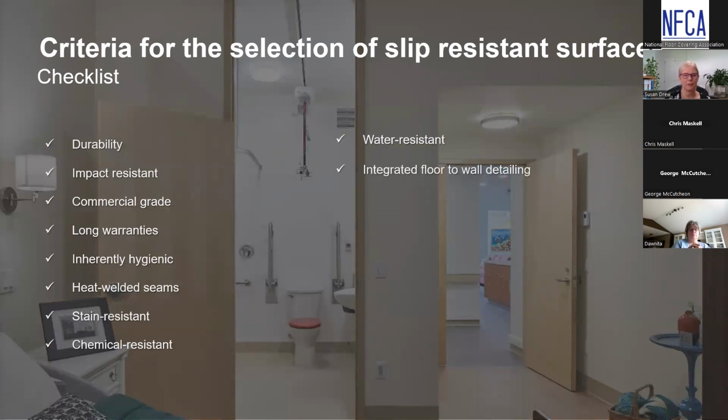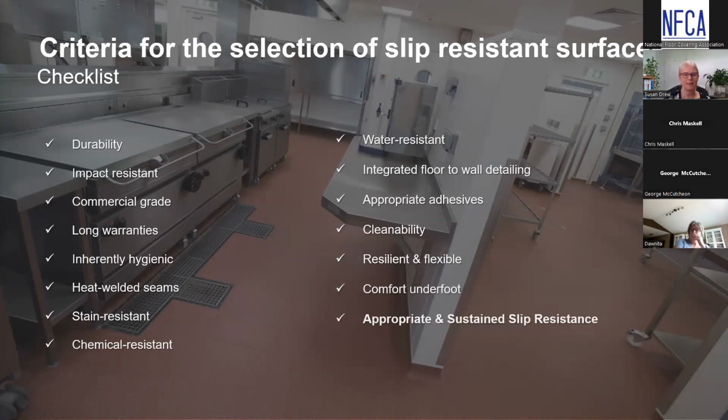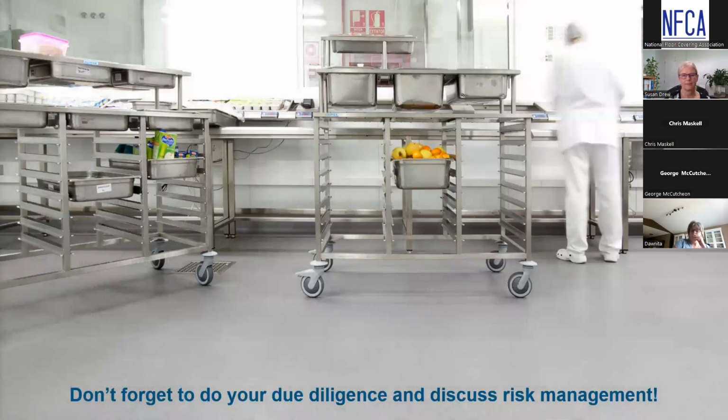We want that integrated floor to wall detailing because it can't just be the floor and then the wall goes in and it wrecks everything in an installation, as you know, Chris. You have to have all of the proper details to make that completely water resistant space. Yeah. You need appropriate adhesives for the space. The material needs to be cleanable. It needs to be resilient and flexible and able to flash cove properly. You want to have the comfort underfoot that I just talked about. And then, of course, appropriate and sustained slip resistance. And meet all of those ASTMs that we were talking about earlier.